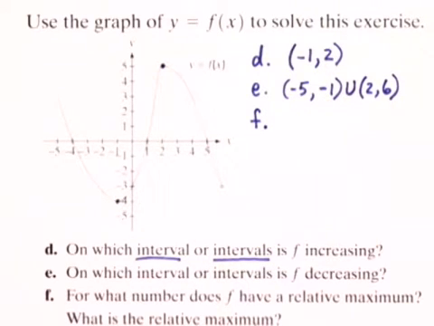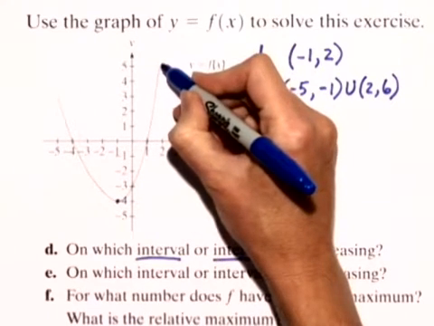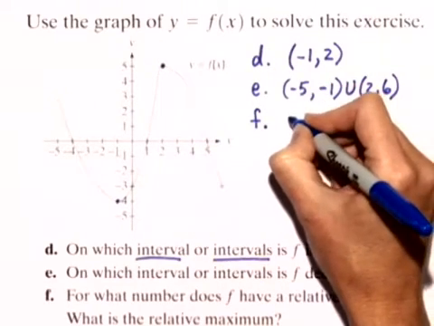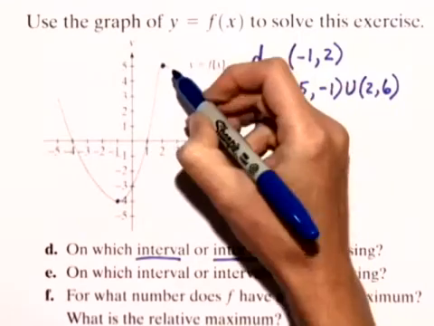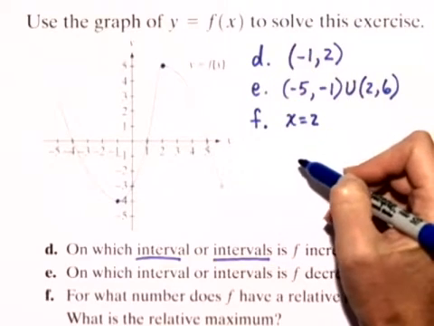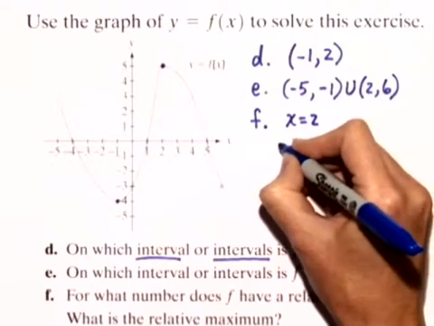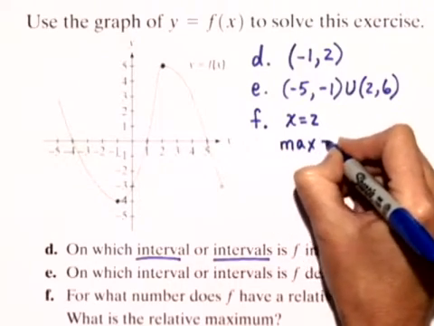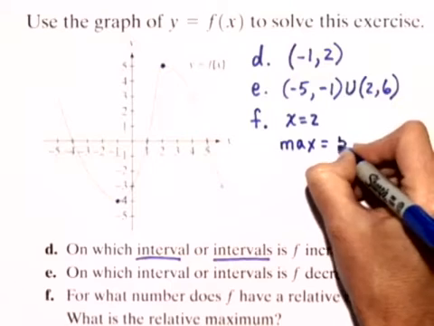So for part F, we want to know for what number does f have a relative maximum and what is the relative maximum. By looking at the graph, the points at which the function changes from increasing or decreasing behavior tell us where the maximum or minimum values are. So a maximum seems to occur right about here when the x value is 2. So when x equals 2, it appears to have a relative maximum because it's changing from increasing to decreasing. And what is the relative maximum? Well, that's the y value. The relative maximum is equal to the y value of 5.